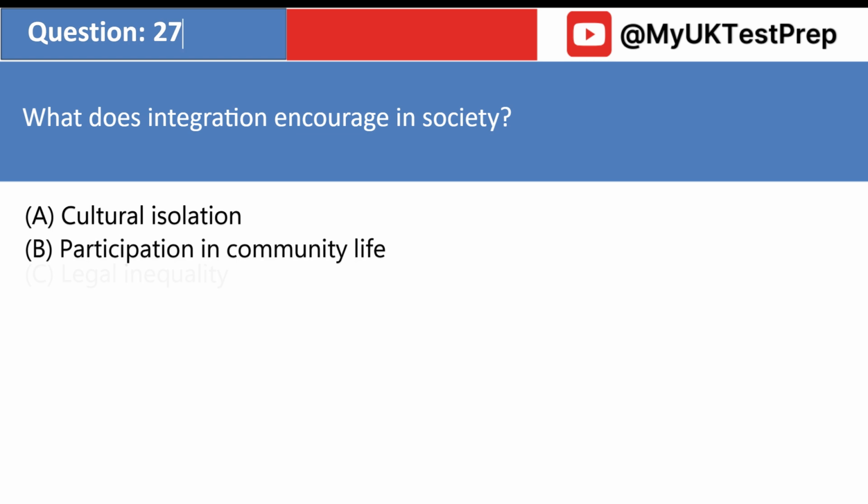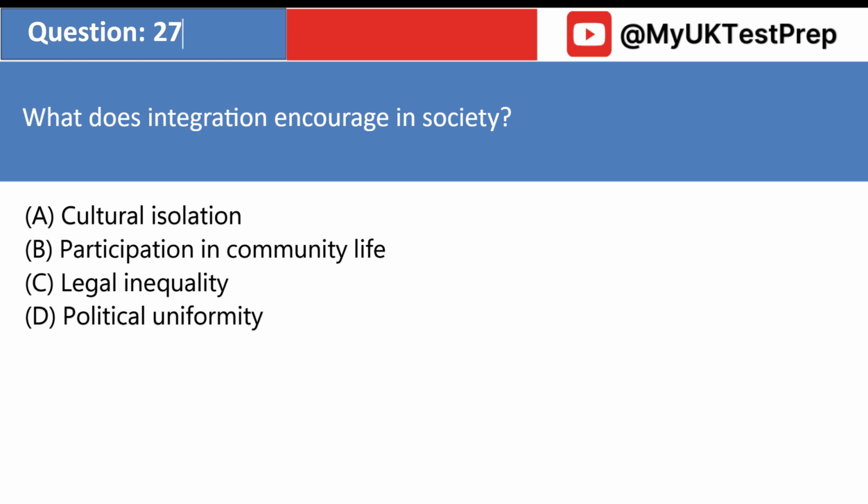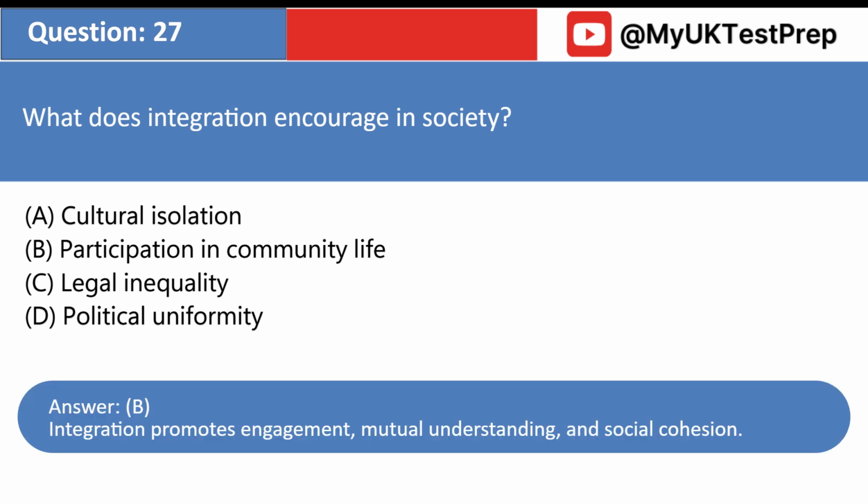What does integration encourage in society? A. Cultural isolation. B. Participation in community life. C. Legal inequality. D. Political uniformity. Answer: B. Integration promotes engagement, mutual understanding, and social cohesion.